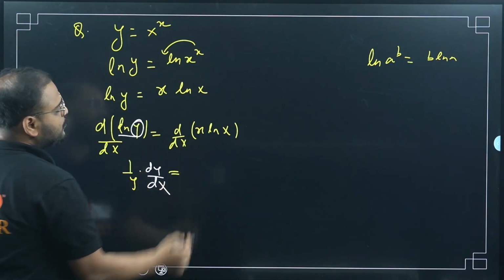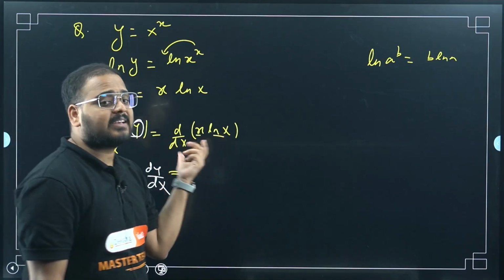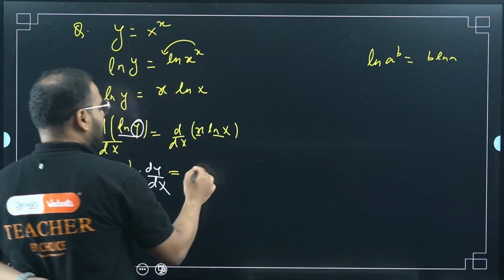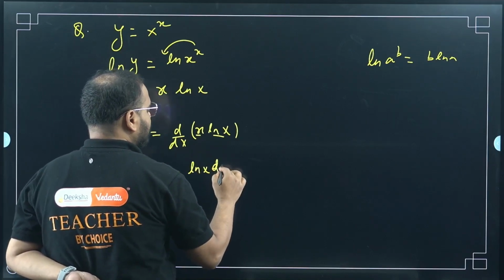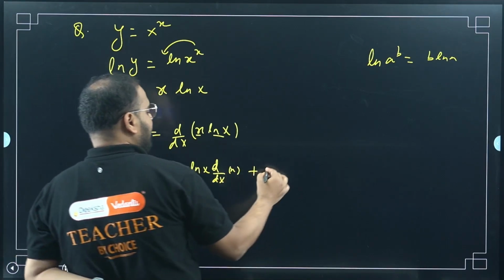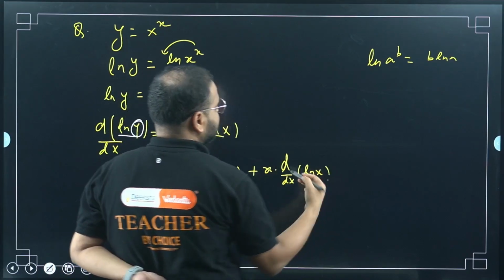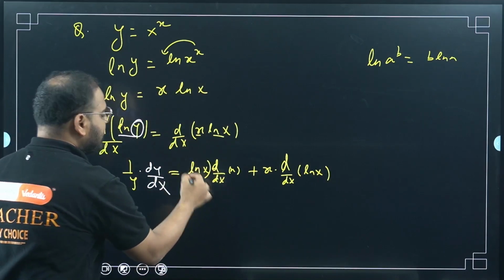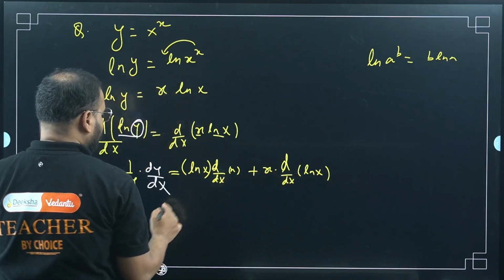1 by y equals to, over here, product rule, sir. Two functions are multiplied. f(x) is x, g(x) is ln x. I'll take the differentiation of the first, and write ln x as it is. And plus, take x as it is and the differentiation of ln x. I took the differentiation of the first one and kept the second as it is, then kept x as it is with the differentiation of ln x.